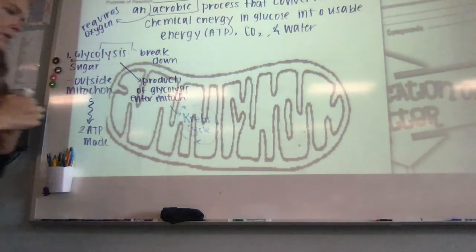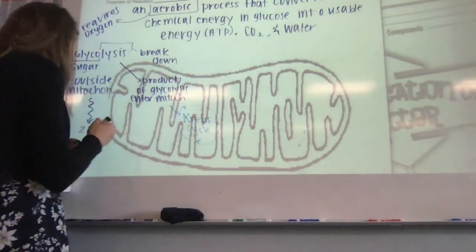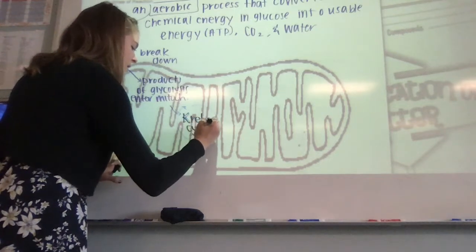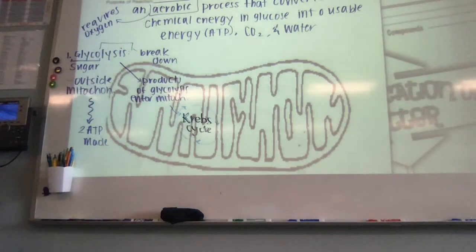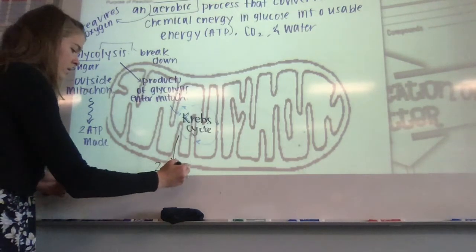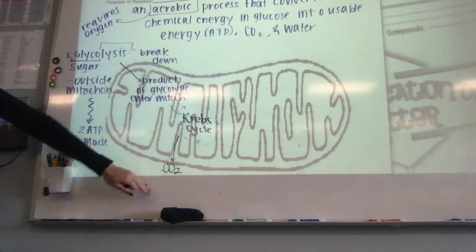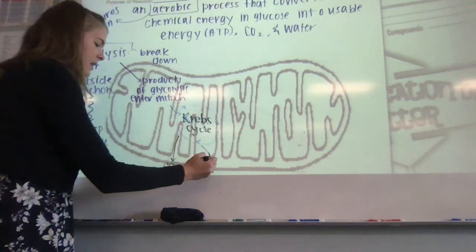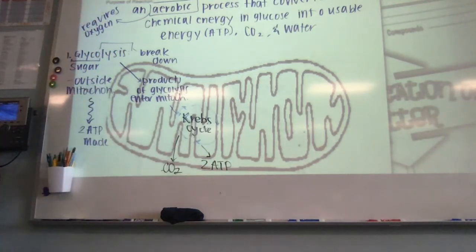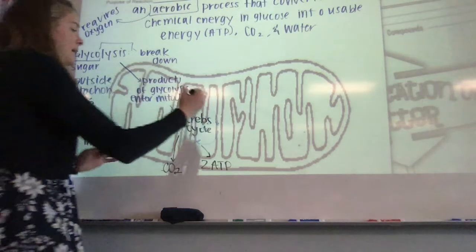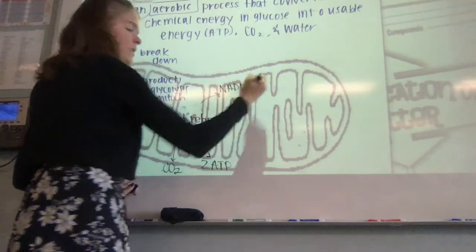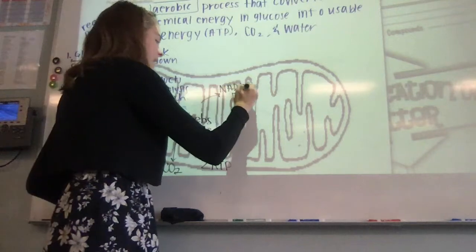That marker also stinks. I guess I'll switch to black. Krebs cycle. The Krebs cycle. And in the Krebs cycle, we give off CO2 and we're giving off 2 ATP. Okay, we're giving off CO2 and 2 ATP. The Krebs cycle also makes electron carriers, those NADPH, and what's called FADH2.